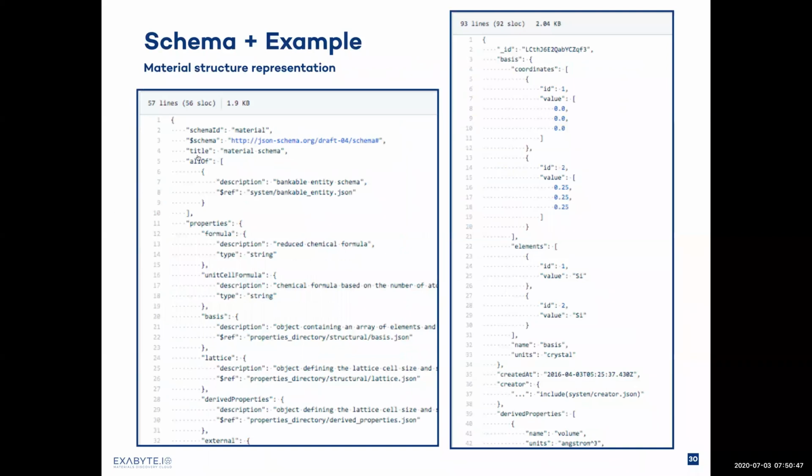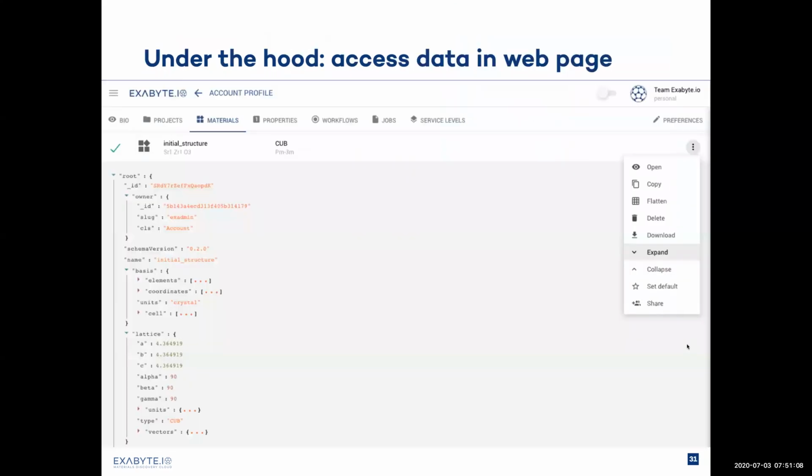Here is an example of a material schema on the left. It contains things like crystal basis and crystal lattice. And here is how an example material that adheres to the schema looks. This is silicon. We have its basis with coordinates and elements and additional properties inside this data structure.